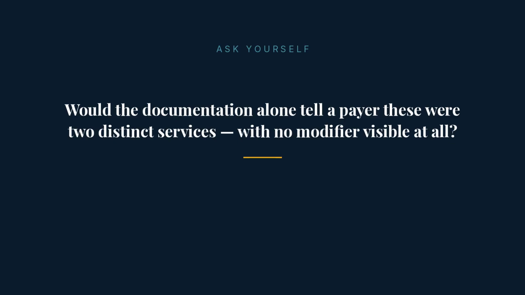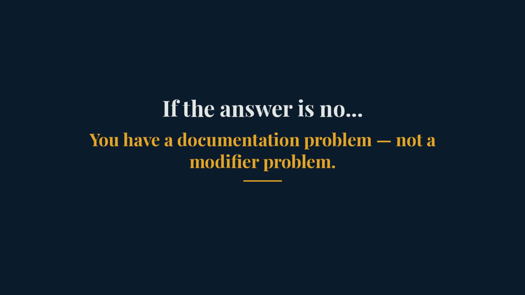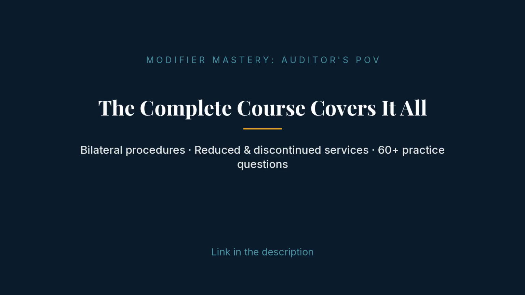So before you append 59 or any X modifier, ask yourself, if a payer pulled this chart with no modifier visible at all, would the documentation alone tell them these were two distinct services? If the answer is no, you don't have a modifier problem, you have a documentation problem. That's the auditor's eye view of Modifier 59 and the X modifiers.